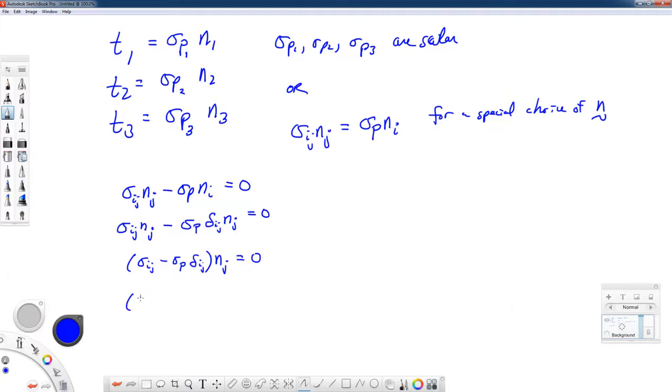In direct notation, I have the stress tensor sigma minus a scalar sigma p times the identity tensor I, acting on some unit normal n, equal to 0. The Kronecker delta is the representation of the identity tensor. This is an eigenvalue problem.